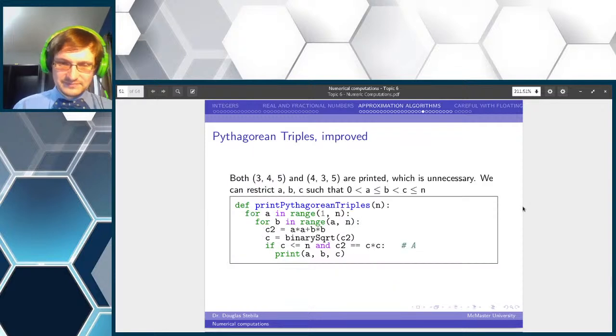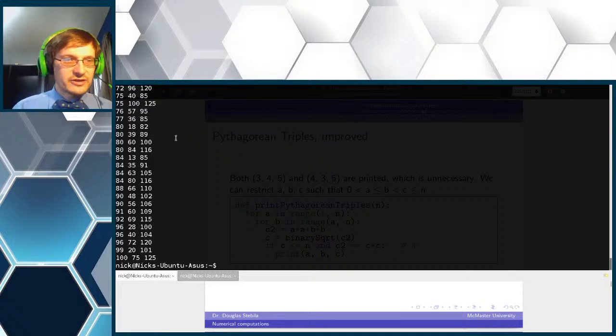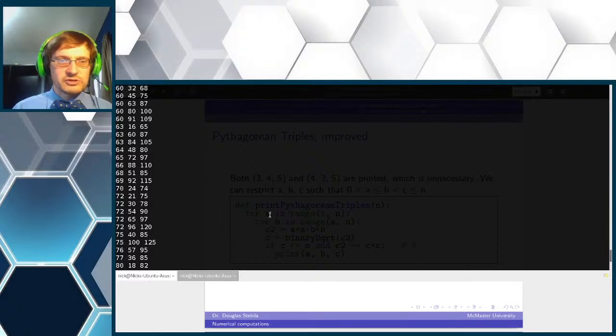Yes. So, we can make one further observation, which is that 3, 4, 5 and 4, 3, 5 are both printed, but is it necessary to print both of these? You can see that, for example, 21, 72 is there, and 72, 21. All of these values are being doubled.